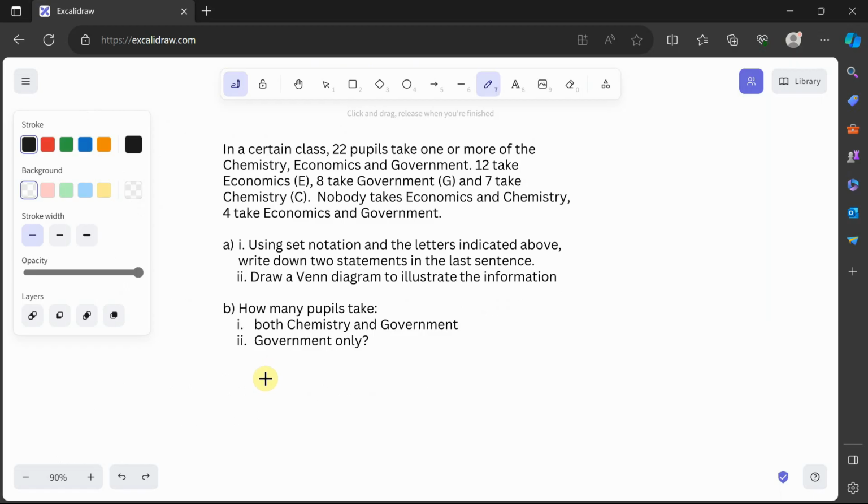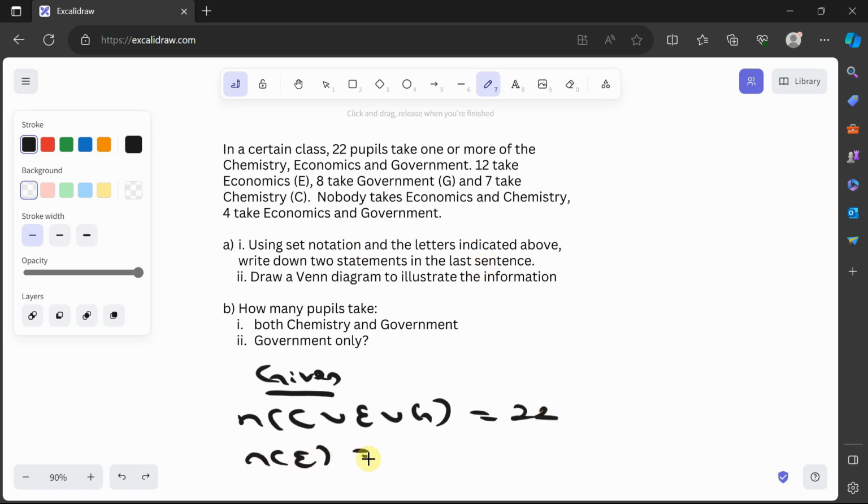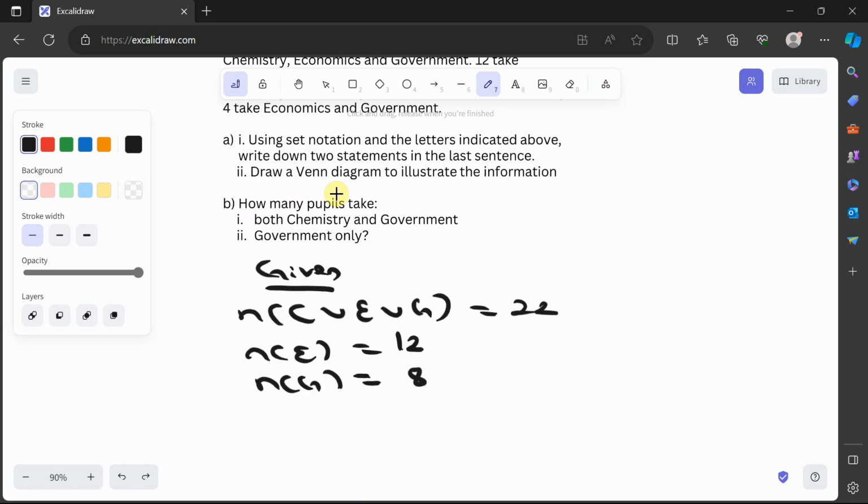So what is given? Twenty-two total students. One way to say it is by saying n of U, but I want to move away from saying n of U to saying n of C union E union G. That is everybody in the particular set. So it is equal to 22, and then 12 take economics, so n of E is equal to 12, and then n of G, which is the number of people that take government, is 8, and the number of people that take chemistry is 7. So n of C is 7.